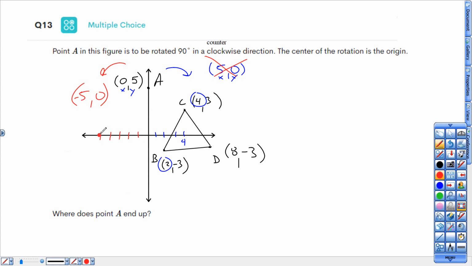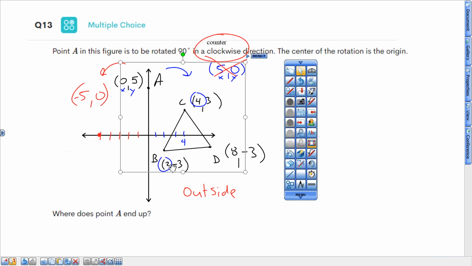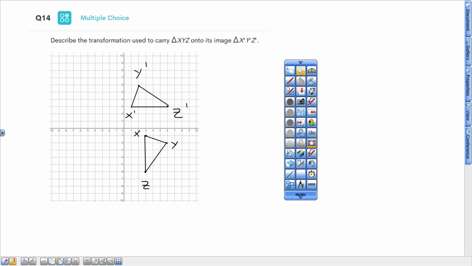So that would be outside the triangle. All right. The problem in blue I'm going to have you do is going to have these changed up. Let's see. Actually, let's move on.